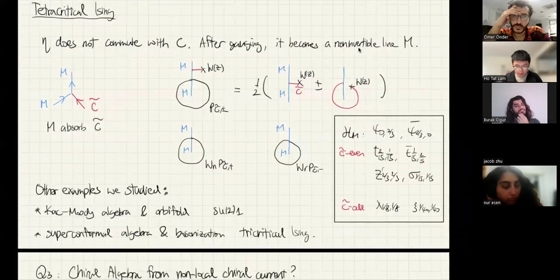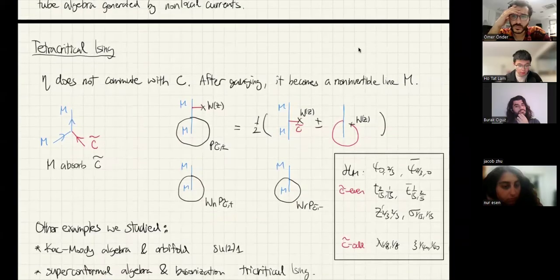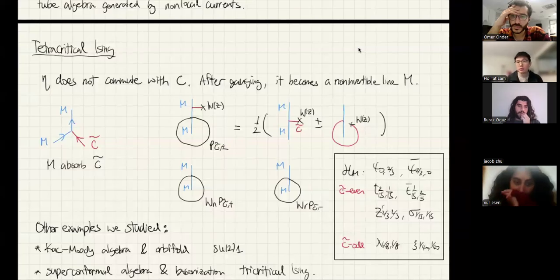So let me skip this part now. Actually, let me just say something very quickly. So far I have just been talking about the defect Hilbert space involving the local Hilbert space and C tilde. We can now ask about the other defect Hilbert spaces. It's related to a question that was asked. If you start with the Z3 lines in the 3-state Potts model, they don't commute with the Z2 charge conjugation symmetry that we gauged. That means that after gauging, it becomes a non-invertible line. And this non-invertible line, which we denote by M, has the property that it absorbs C tilde.